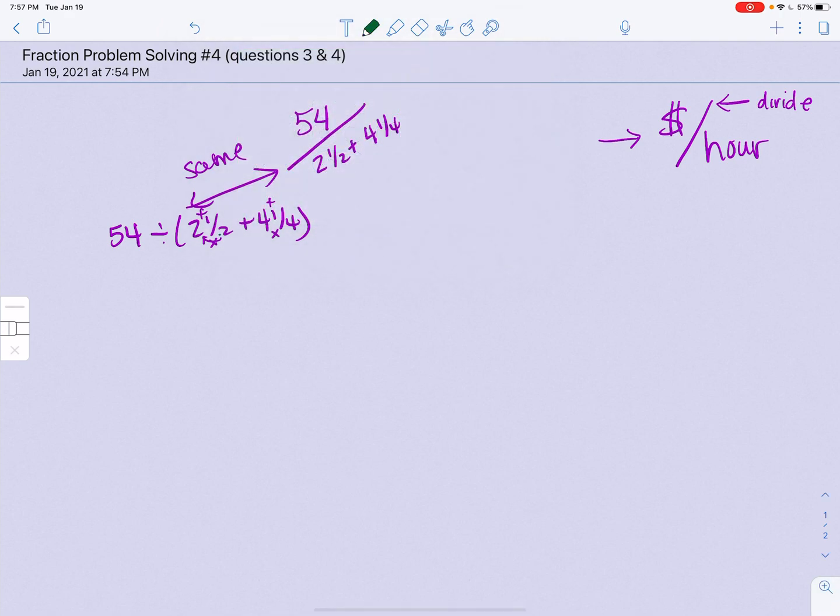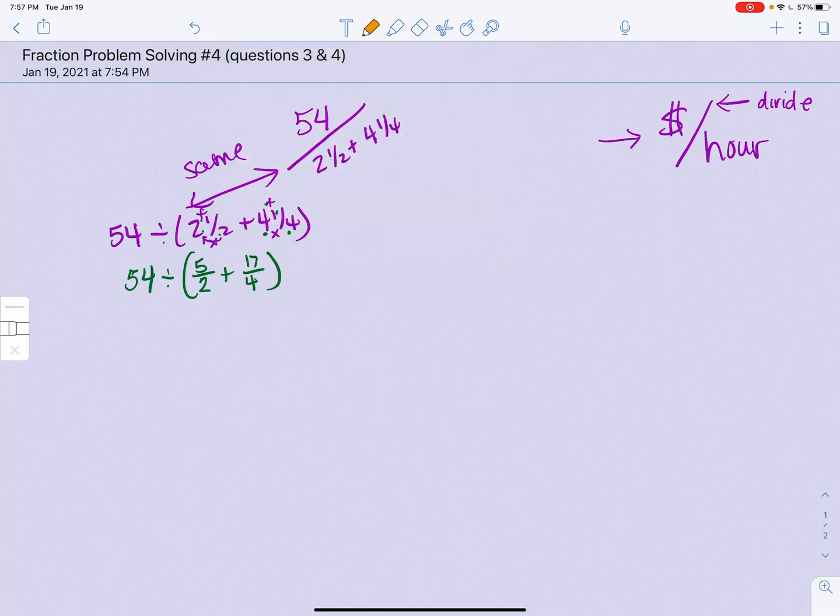I'm going to do 2 times 2 plus 1. So 2 times 2 plus 1 is 5, stays over the 2. This one I'm doing 4 times 4 plus 1. So 4 times 4 is 16, plus the 1 that's on top is 17 over 4. Bring down my parentheses, bring down my 54 because I can't do anything with that yet.